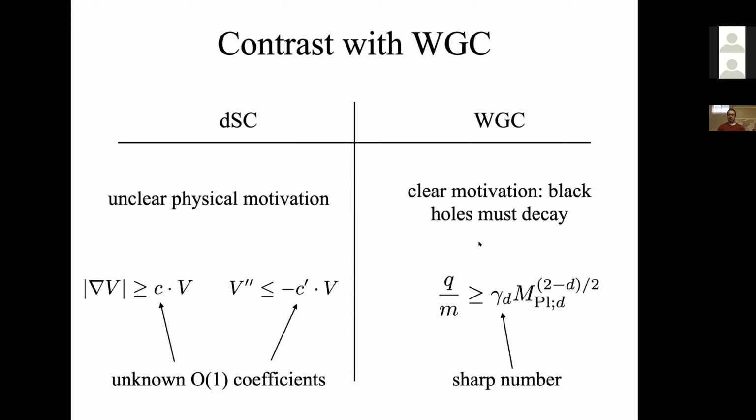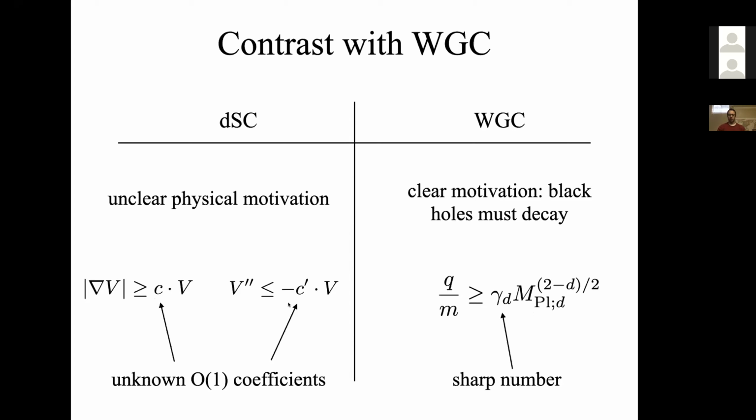Relatedly, this sharp physical condition gives rise to a sharp inequality on the charge to mass ratio of a particle. The weak gravity conjecture says that you need a particle which satisfies this bound, Q over m is greater than or equal to some order 1 number in Planck units. And this isn't some order 1 number to be fixed later. This is a number that we know how to compute in 4 dimensions, for instance, without any massless scalar fields. It's the square root of 2. Now, this is to be contrasted with the case of the de Sitter conjectures. Here, we don't have some sharp order 1 coefficients.